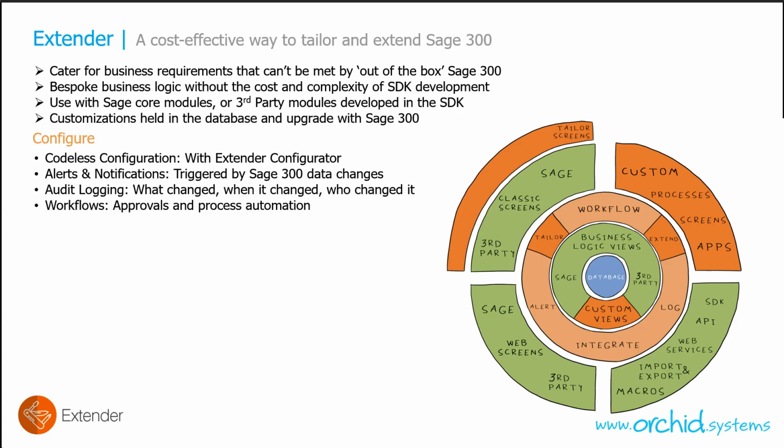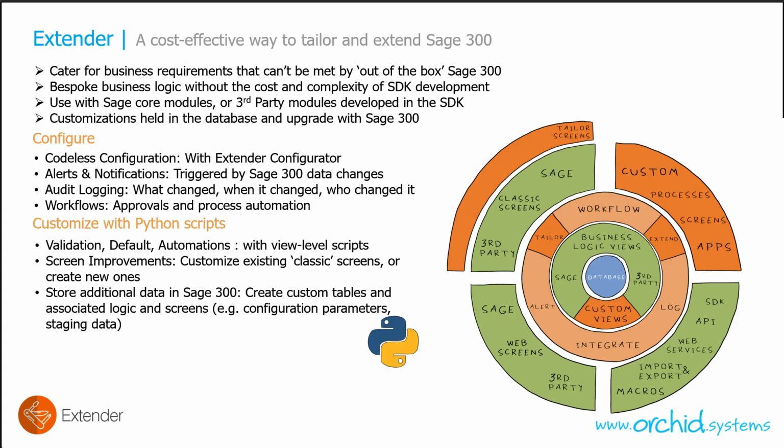In the configurator part, you can set up alerts and notifications, alerts by email or by creating Orchid Extender notes triggered when Sage 300 data changes. You can log field changes, what changed, when it changed, and who changed it. And you can configure workflow for approval and process automation.